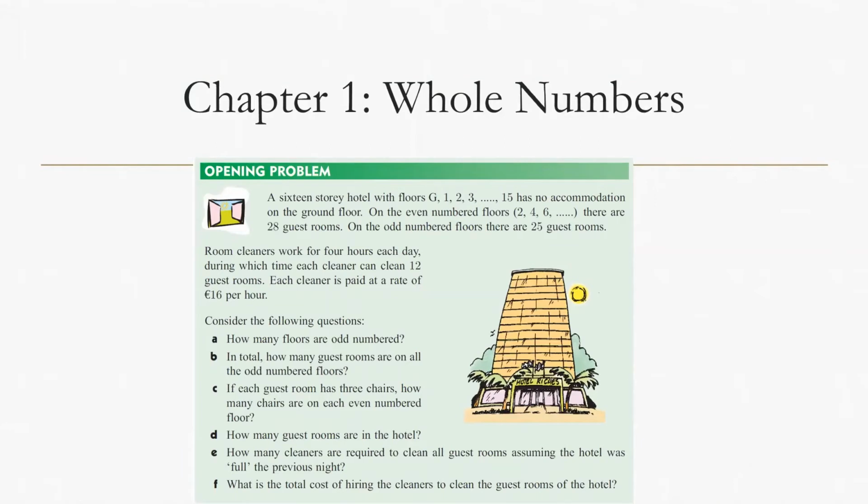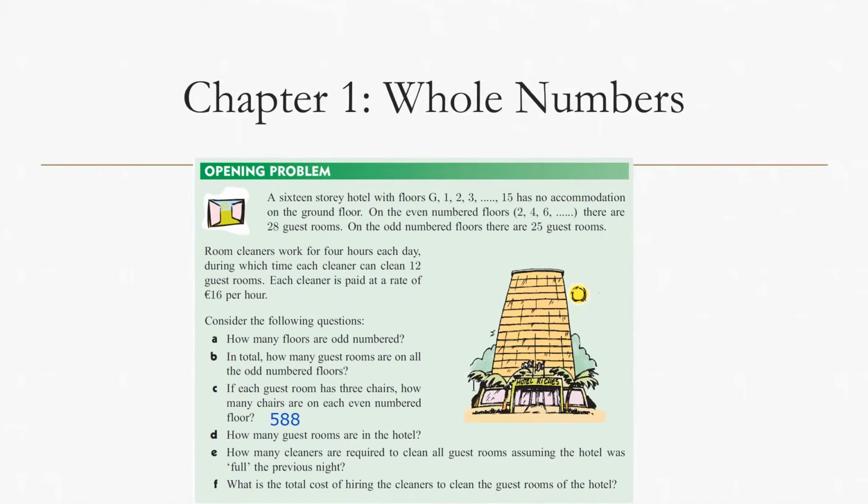Okay, so question number C, it's 588. 588? Yes. Oh, okay, how did you get 588? So because there's 7 even levels, like for the guest rooms, and on each level is 28. So I did 7 times 28, but then in each guest room there's 3. Wait, no. So yes, and then that times 3 is just 588.